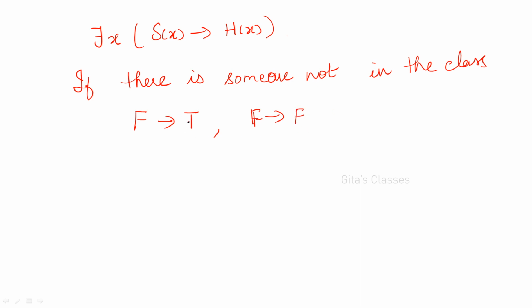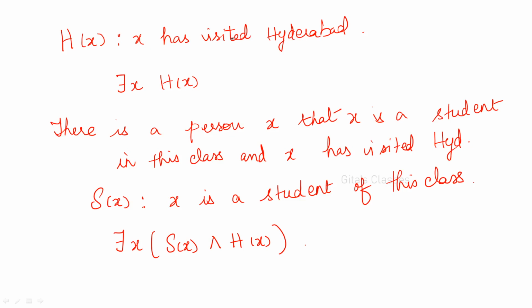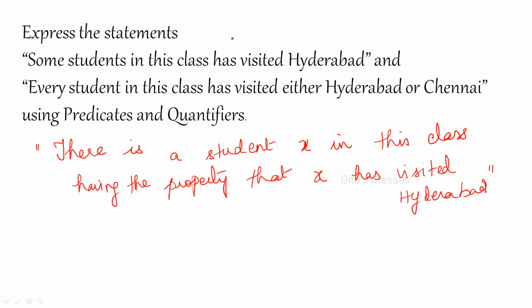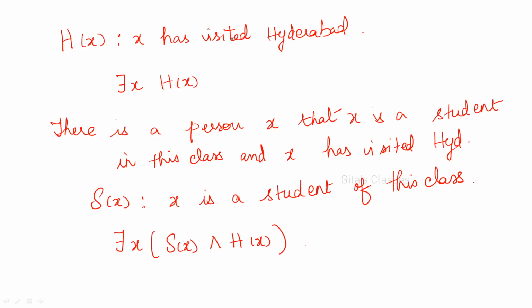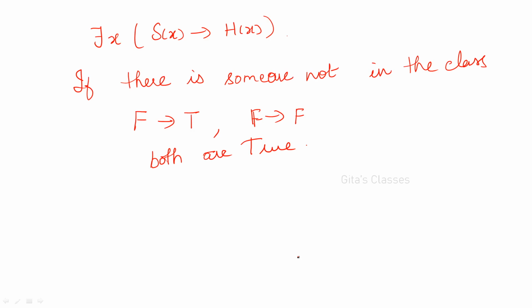In both the cases, F conditional T and F conditional F both will become true, right? Both are true. In both the cases, this S(x) conditional H(x) will also become true, which is not correct. Actually, what is your statement? There is a person, some student in this class has visited Hyderabad. So he should be a student and he would have visited Hyderabad. So there exists a person x who is a student of the class and who has visited Hyderabad. Okay. Understood? I hope you have understood.